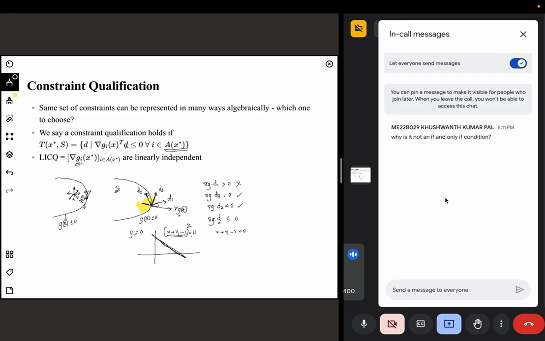Okay, clear up until here? Anything else?